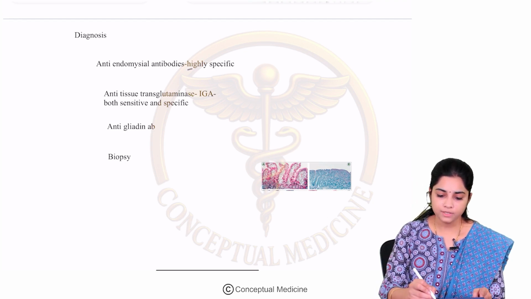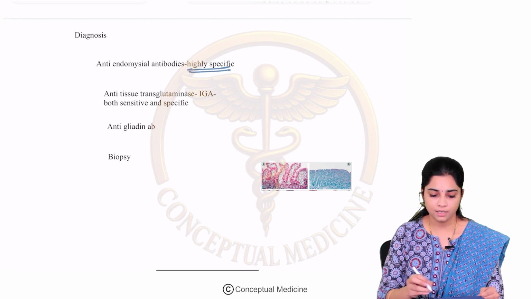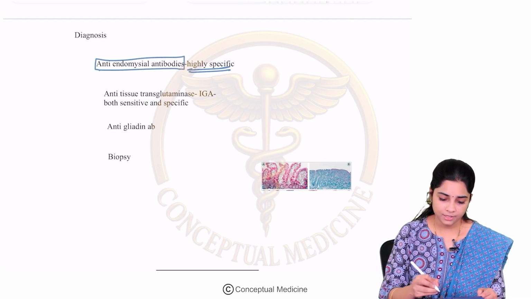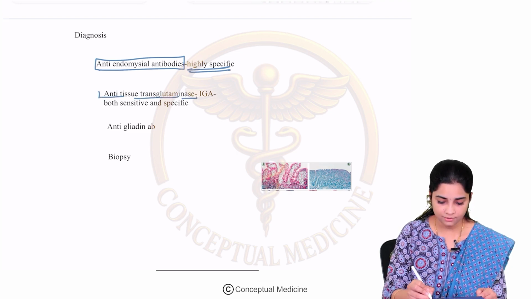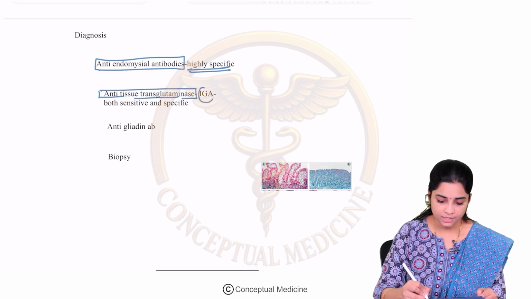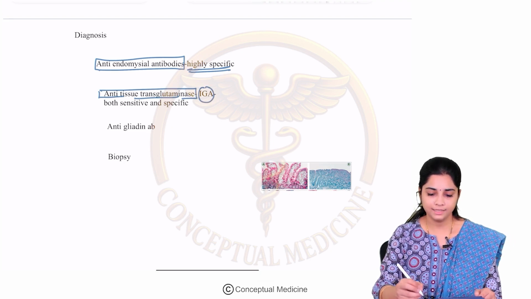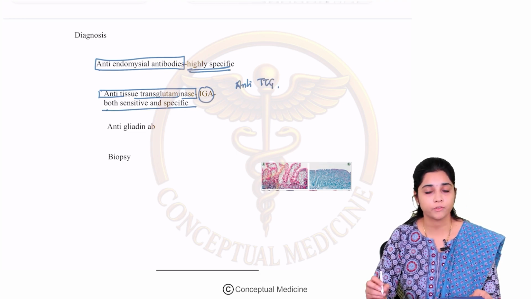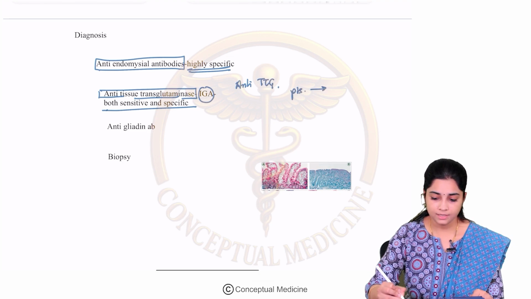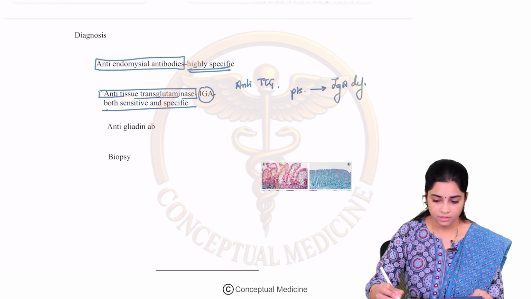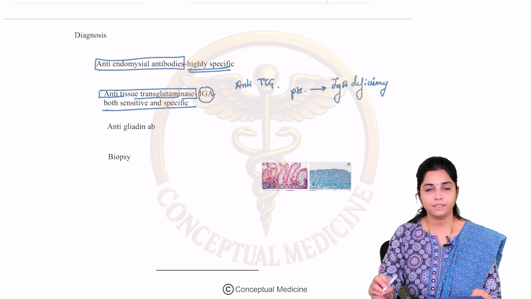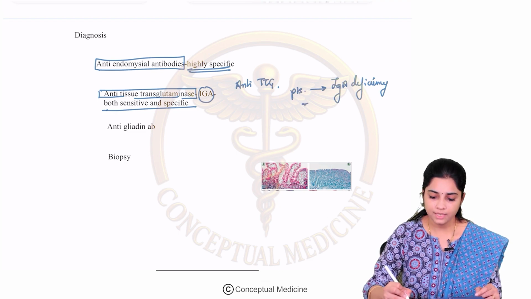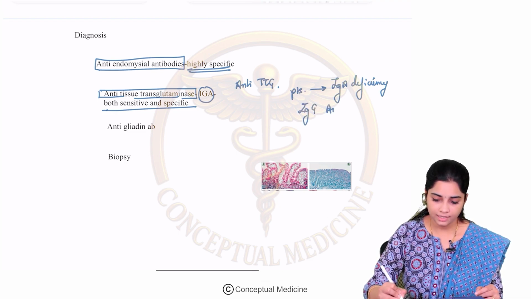The most highly specific antibodies are your anti-endomysial antibodies. Then you have another group of antibodies called the anti-tissue transglutaminase, IgA subtype. So IgA anti-TTG is both sensitive and specific. But in patients where there is IgA deficiency, you cannot measure this IgA anti-TTG, that will be negative. So in such patients you do an IgG anti-TTG.